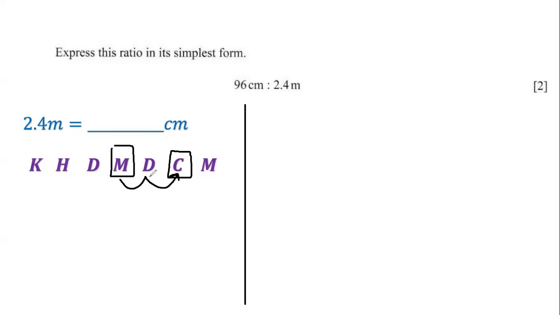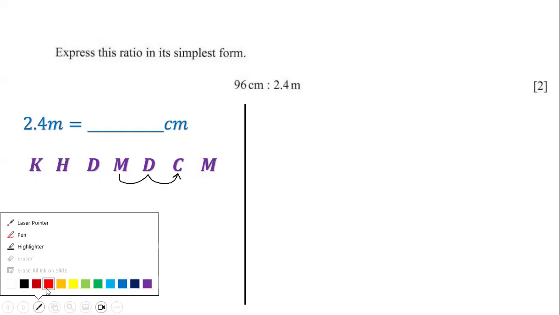So I'm going to multiply by 100 because I move over twice to the right. Let's make a note of that. We're moving over twice to the right, so we multiply by 100, or we just basically move the decimal point.